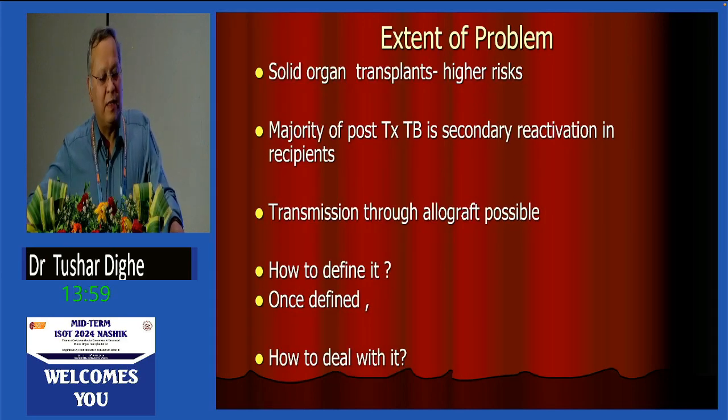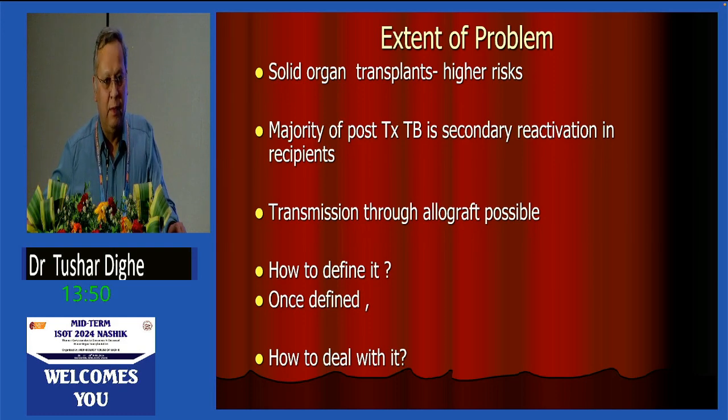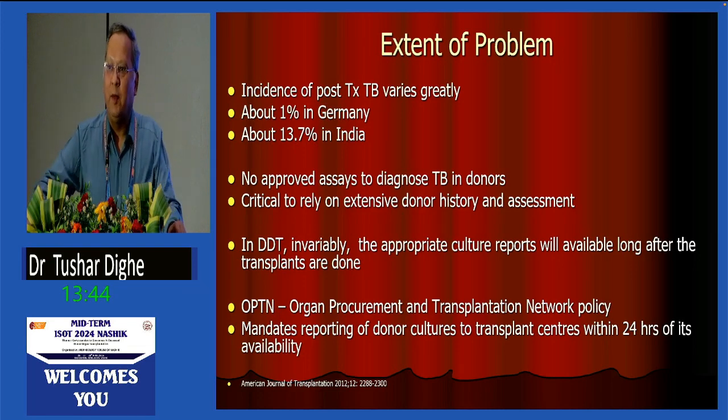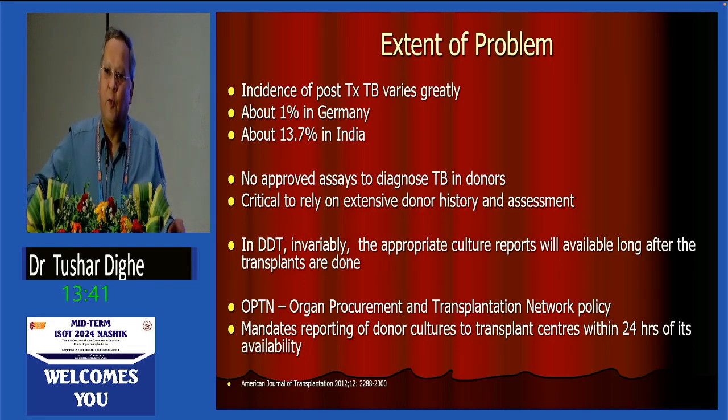Solid organ transplants carry a high risk, but the majority of post-transplant TB is secondary activation in the recipients, though transmission through the allograft is possible. But how do you define it? And once you define it, how do you deal with it? The extent of the problem is quite high: about 1% in Germany, but up to 13% in India.